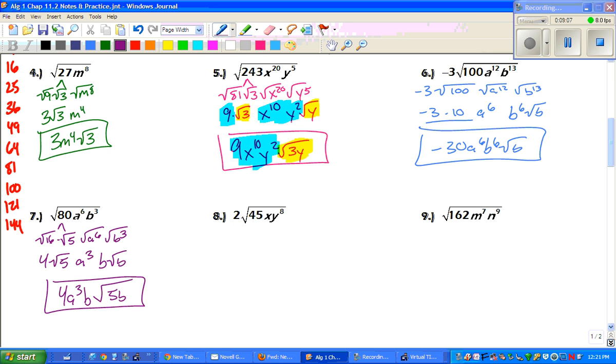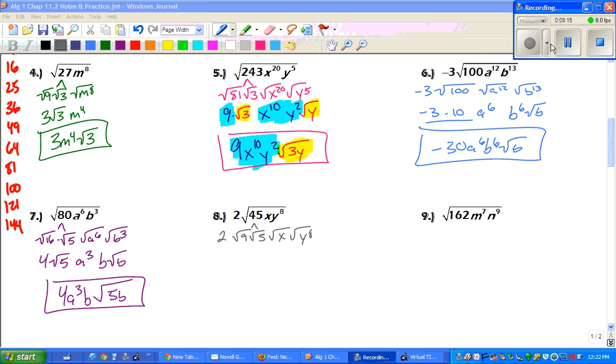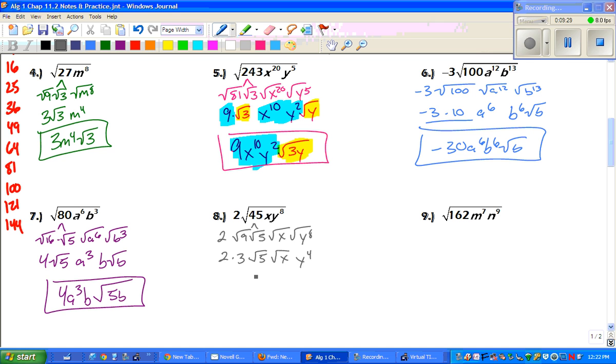Okay, why don't you try number 8, and let's see how you do, guys. Go ahead and pause the video, please. Okay, that's what you should have gotten when you've broken everything down. Square root of 9 is 3. Root 5. Root x, that stays in there, and y to the 4th. 6y to the 4th with the square root of 5x. Okay.